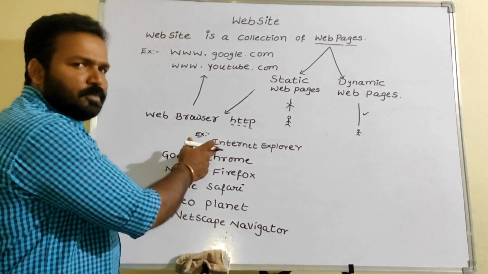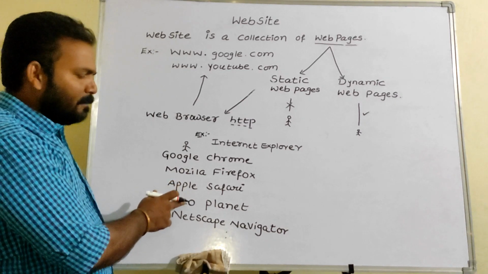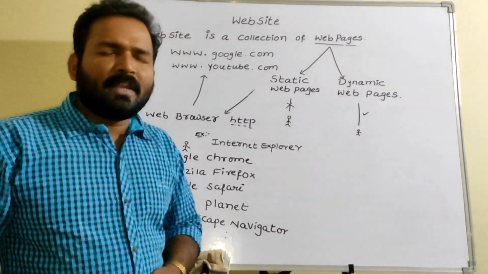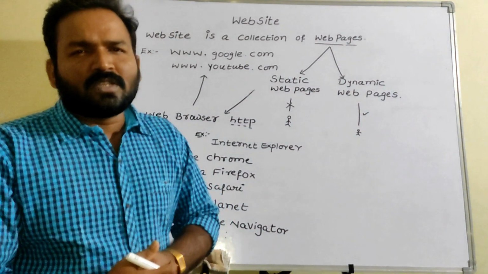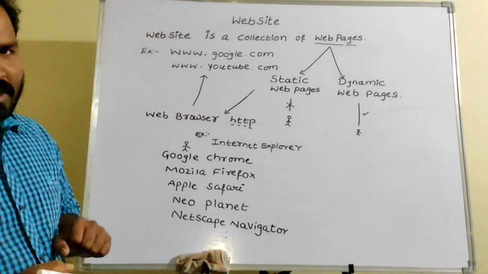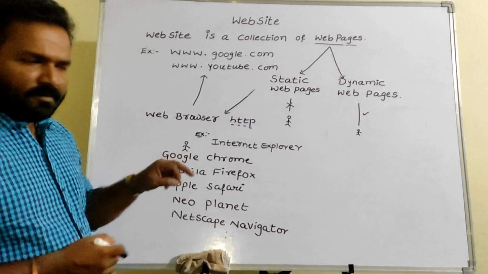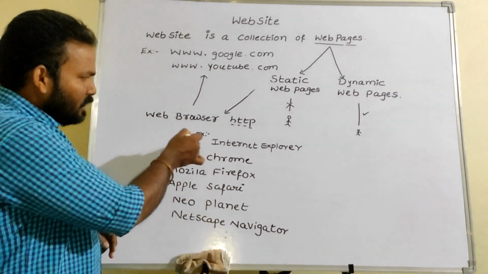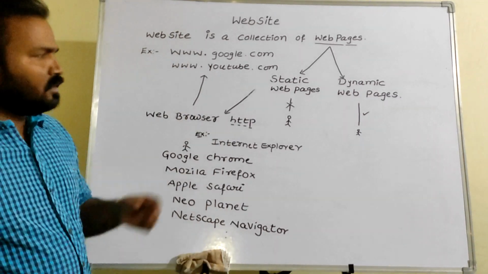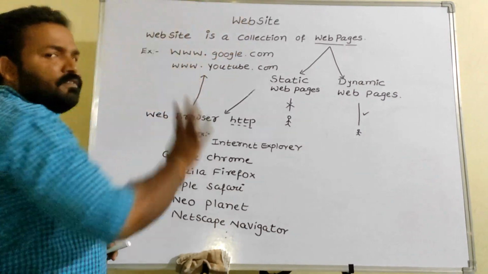Internet Explorer, Google Chrome, Mozilla Firefox, Apple Safari, NeoPlanet, Netscape Navigator, UC browser, Opera mini browser, and some other web browsers also there. All these come under web browser. So is it clear? What is web browser? It is a software. Web browser is a software used by clients for accessing web applications, or a software which is used to view the websites.